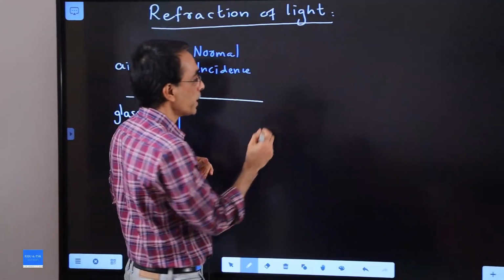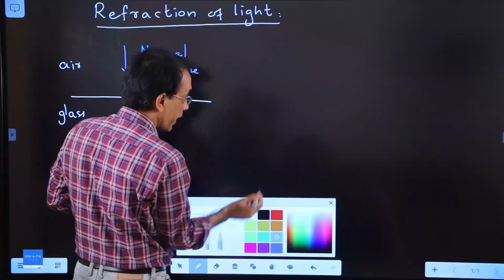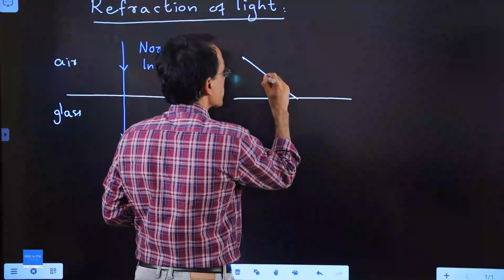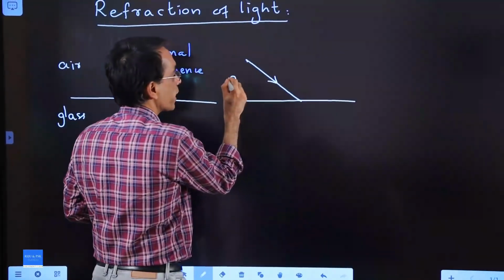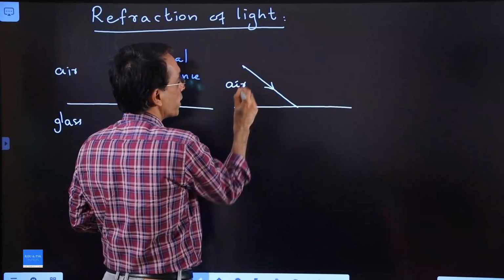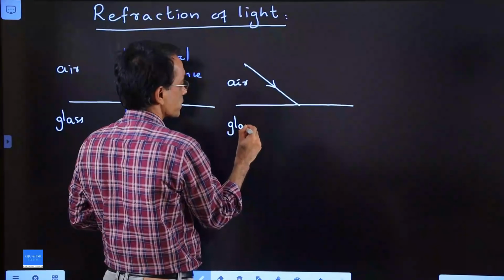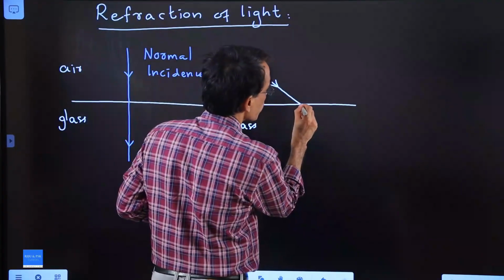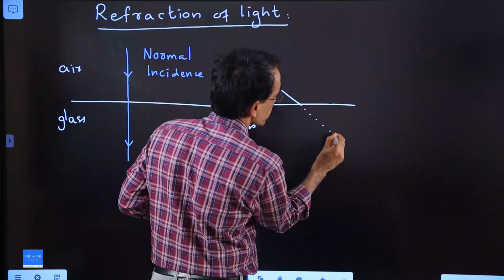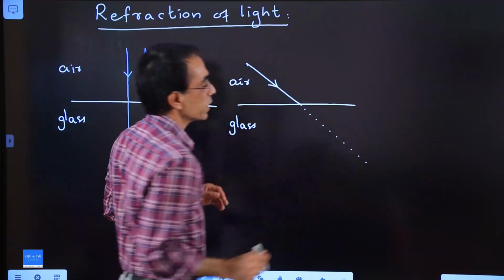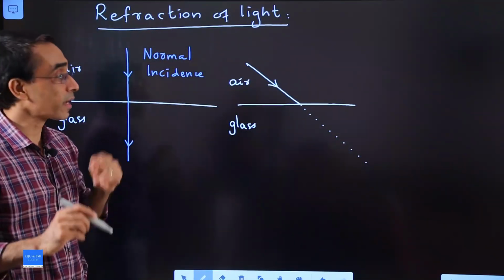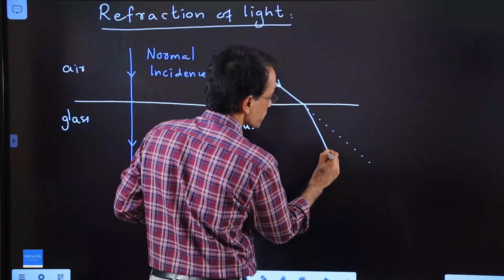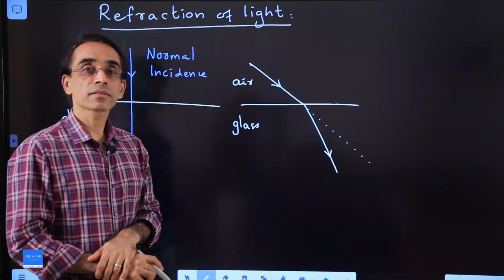Fine. But what will happen if light comes obliquely? Second case, suppose light is coming obliquely like this. Again I give you this as air, this as glass. Then it is seen that the light will not follow the same path. It will not follow the original path. Rather, it will bend a bit and deviate. It will bend like this.